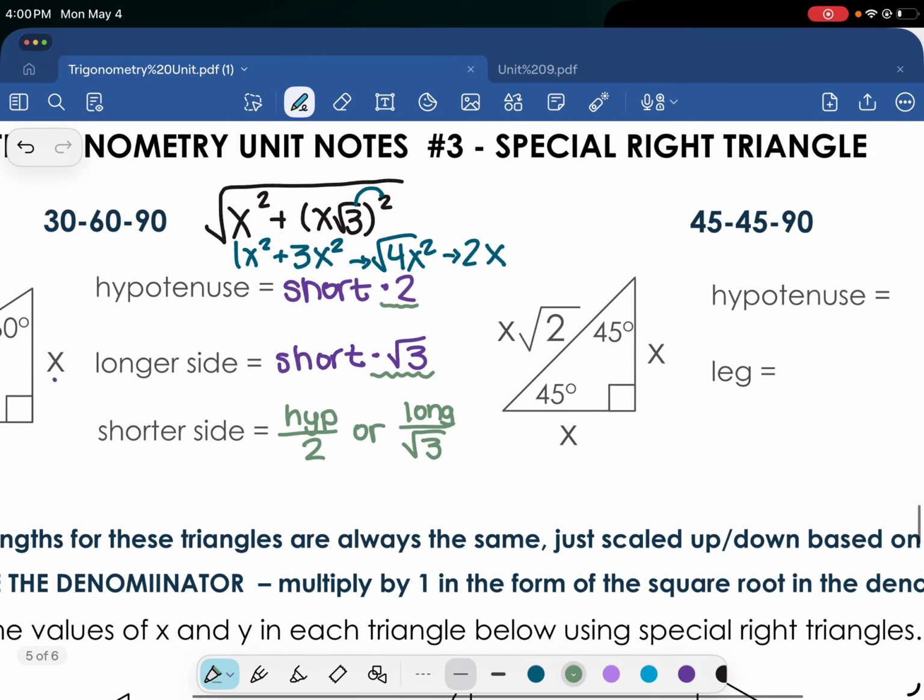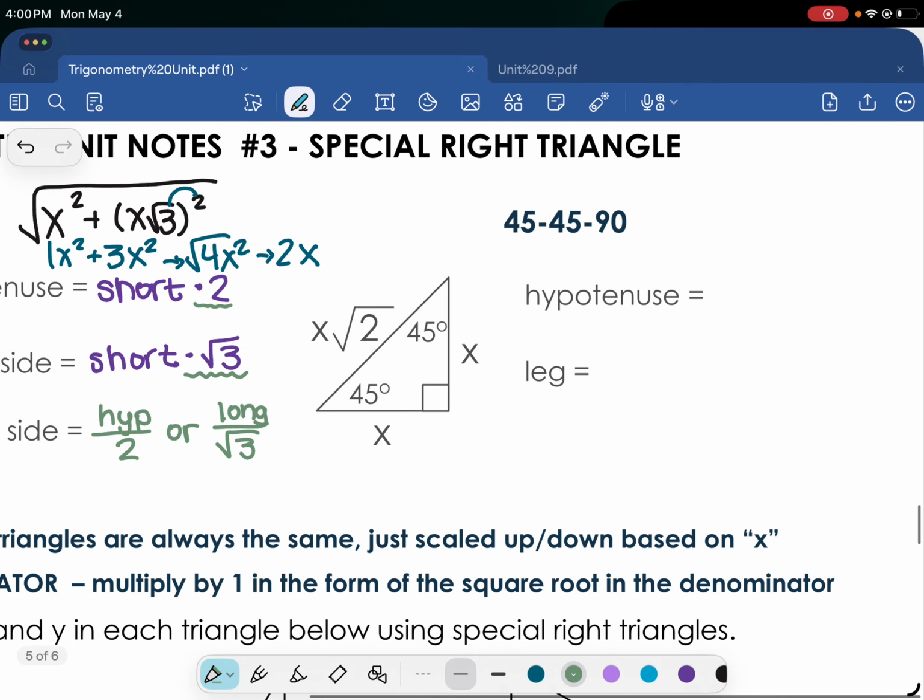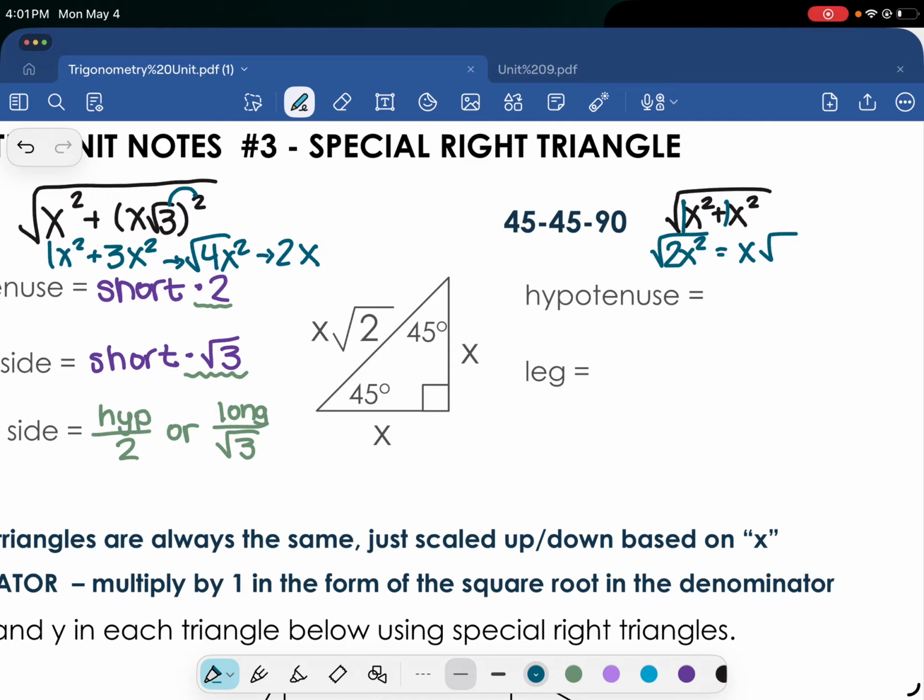Okay, moving on to the 45-45-90 triangle. Again, I'm going to prove to you why this works on the top. If I take the square root of x squared plus x squared, now why are those both x? Because these are both 45. So if the angles are both 45, the sides are both the same as well. And really, that's 1x squared plus 1x squared. That's 2x squared. I can take the square root of x squared and make it just x, but I can't take the square root of 2. So therefore, your hypotenuse is x square root of 2.